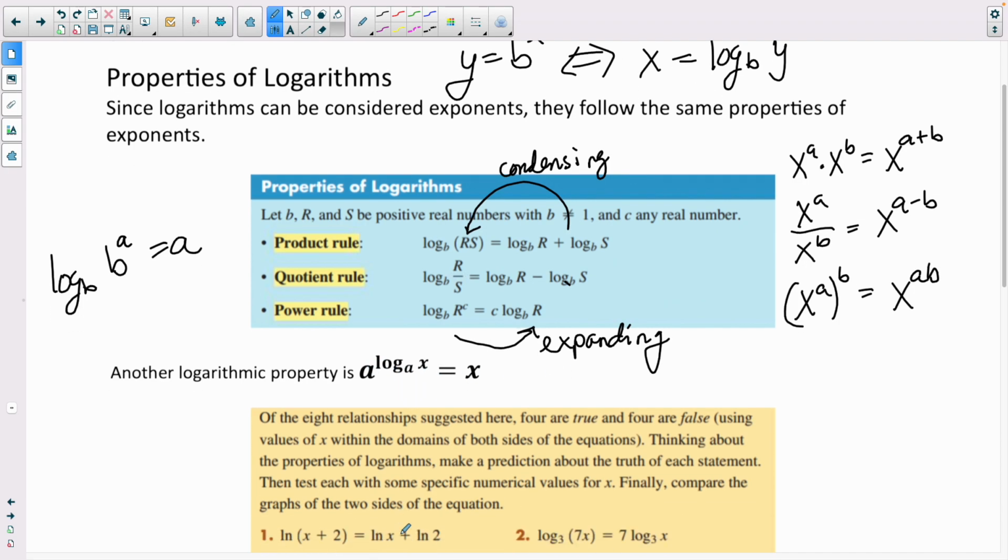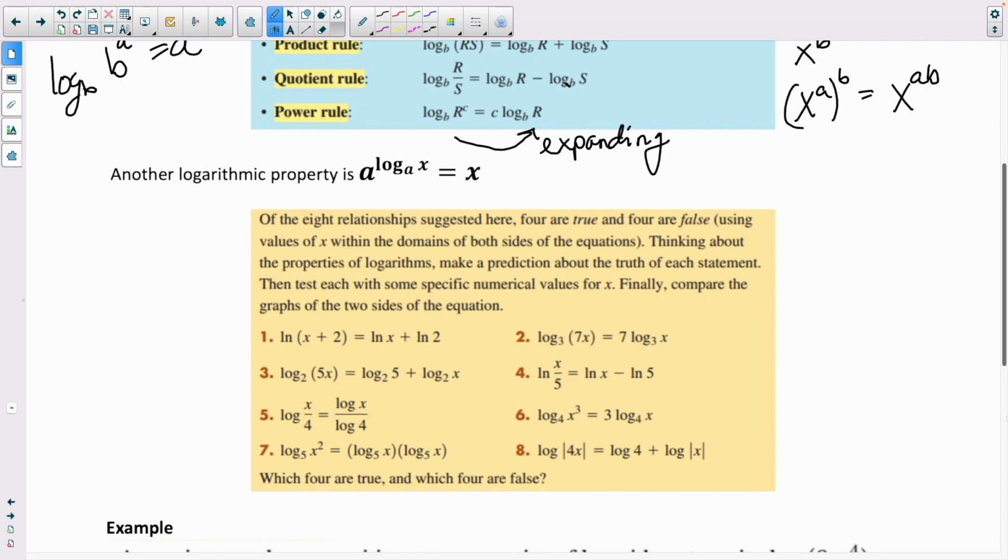Okay. So what I want you to do is pause the video and try this right here. Of the 8 relationships suggested here, 4 are true and 4 are false. Using values of x within the domains of both sides of the equation, thinking about the properties that we just reviewed, make predictions about the truth of each statement, then test each with some specific numerical value for x, and then finally compare the two sides. All right, so again, pause, see which ones are true, which ones are false.